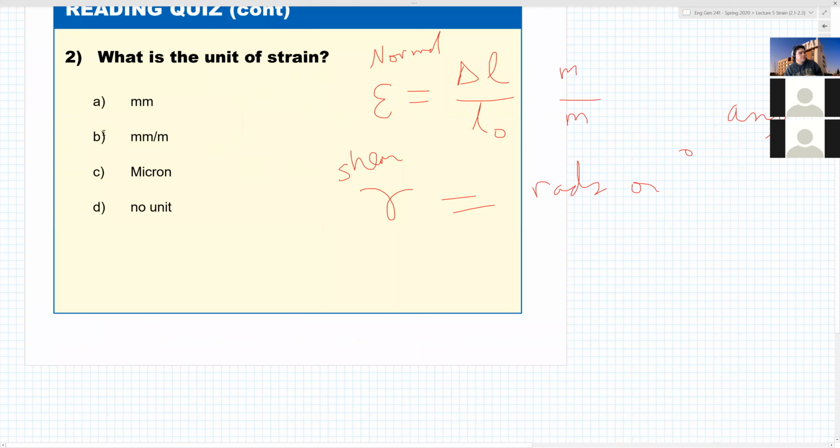Meters over meters. Unit. No unit, right? So what is the answer? Come on, A, B, C, or D? D? Okay, so there's no unit.